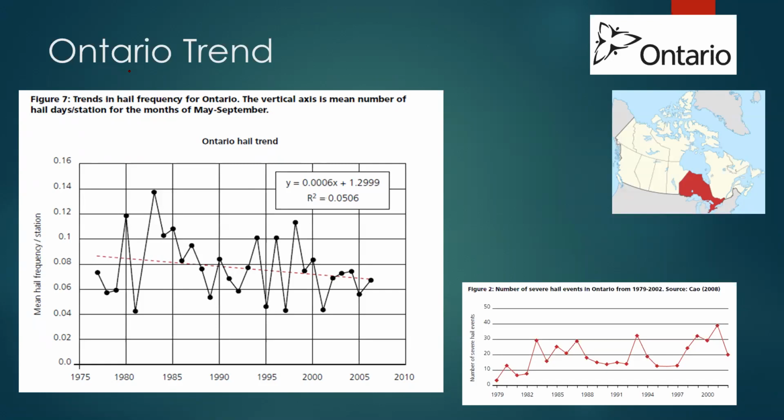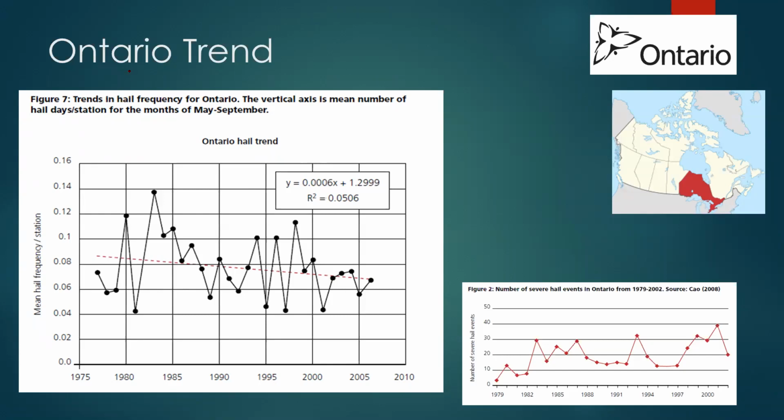There was one interesting paper published in 2002 that took a look at severe hail events, whereas I was just looking at hail observations, period. That particular trend did show a slight upward trend, although if you don't look at data from 1979 to 1982, it looks pretty neutral as well. But that was a different study that was just based on severe hail.